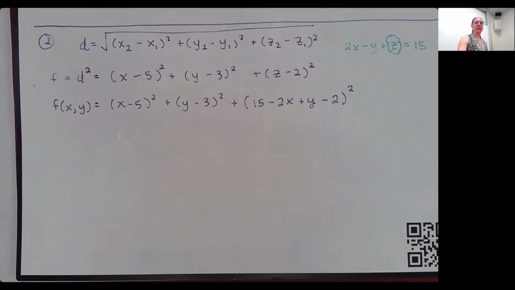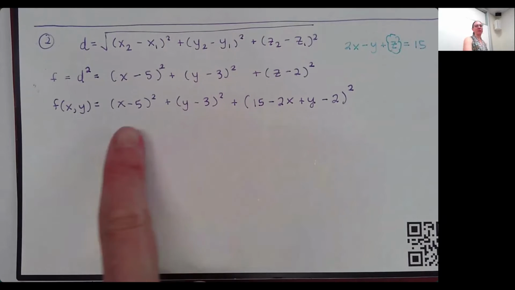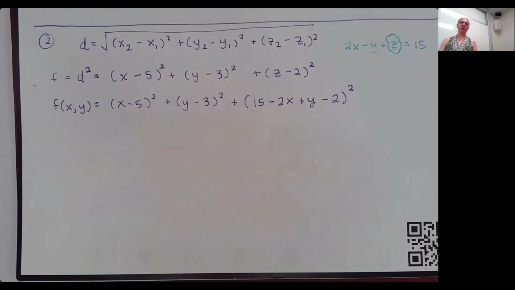Oh, good question in the chat. Yes, you can multiply those things out if you want to, or we can use chain rule. I for sure would use chain rule on this last one. If you want to multiply out the first 2, that works. You can multiply them all out if you really want to.